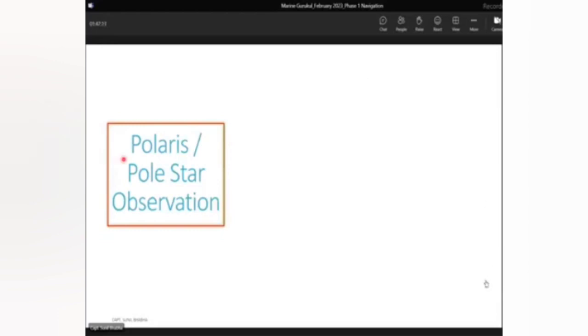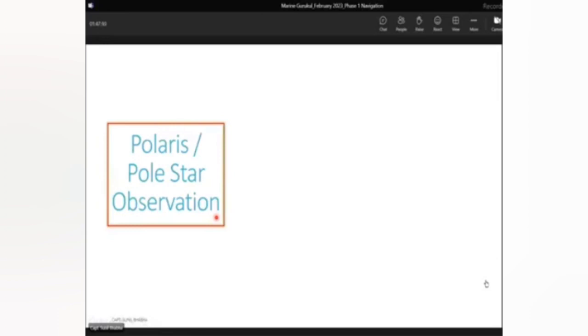Let's now try to understand the Polaris or pole star observation method of obtaining a position line. This is also a very quick and easy method with which the position line can be obtained. It does not involve any formulas, not much calculation, and we can obtain a PL very fast using this method.